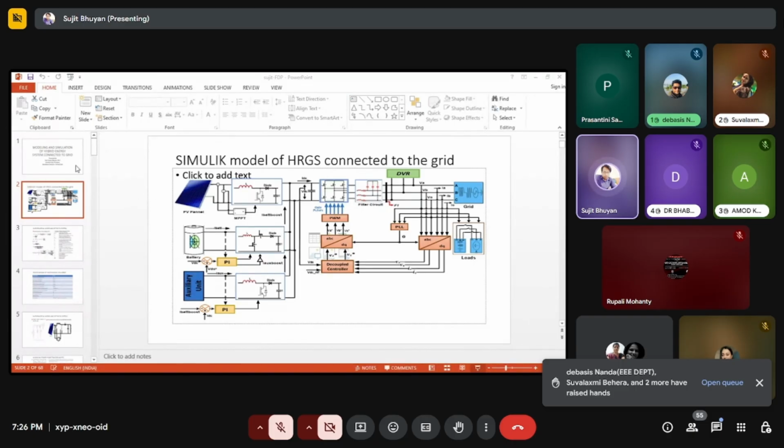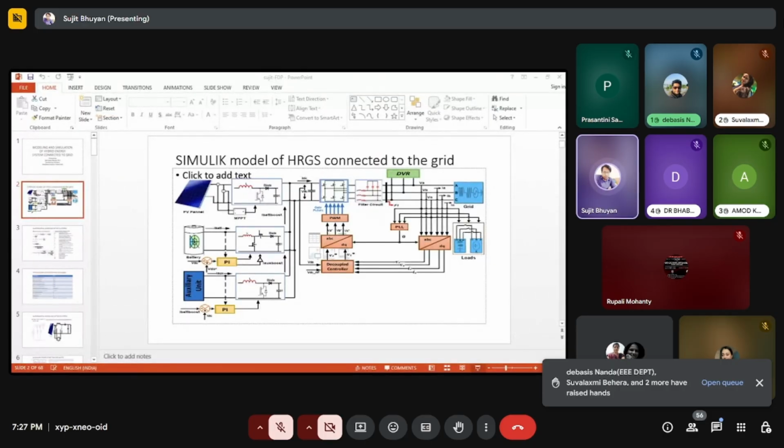So here the PV is connected to the boost converter with the help of MPPT. I think all of you have an idea about IGBT circuits and MOSFET circuits, right? IGBT switches, MOSFET switches. Here I have used IGBT switches, and MPPT is used to trigger the IGBT switch. So this is the PV system.